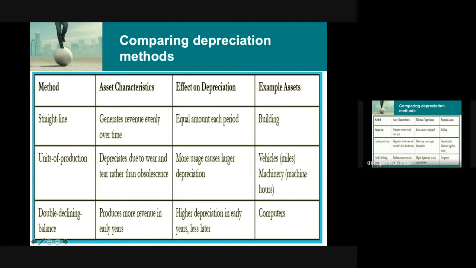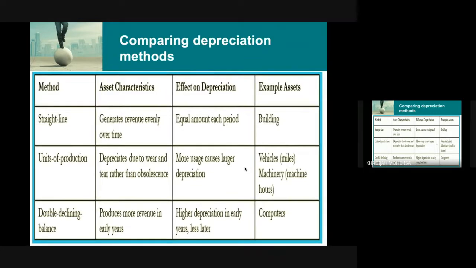Unit of production: the effect on depreciation is that more usage causes larger depreciation, because it depends on the usage. The more units, the more mileage that you go, for example, the more your depreciation is.